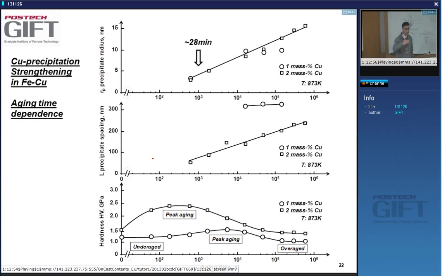So you can look at the precipitation sequence as a function of time, yes? You can look at the precipitate radius as a function of aging time. You can see here that particles are coarsening. You can also see how the precipitate spacing changes with time. Here I had particles that go from 5 nanometers to 15 nanometers. You can see how much time it takes to get 5 nanometers, about 28 minutes, which is 3,000 seconds. The precipitate spacing increases from about 50 nanometers to 250 as the aging proceeds, yes?